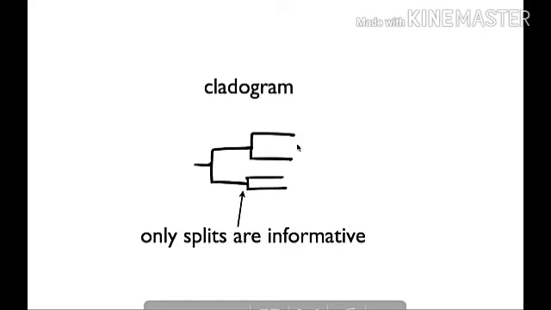So if you look at these two branches, you would know the common ancestor was up here. Whereas these three branches, you would know the common ancestor here. So you would know these two are more related to each other because the split is here. And these two are more related to each other because the split is here.